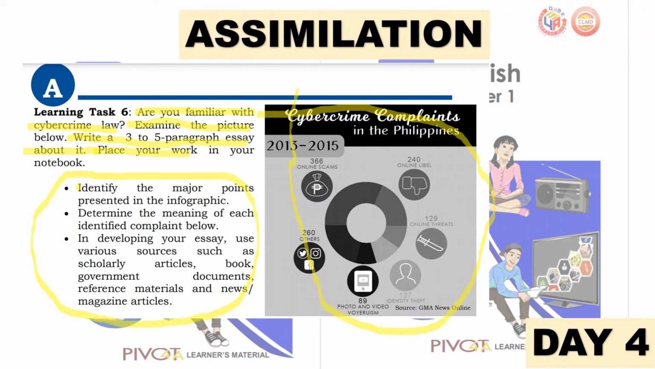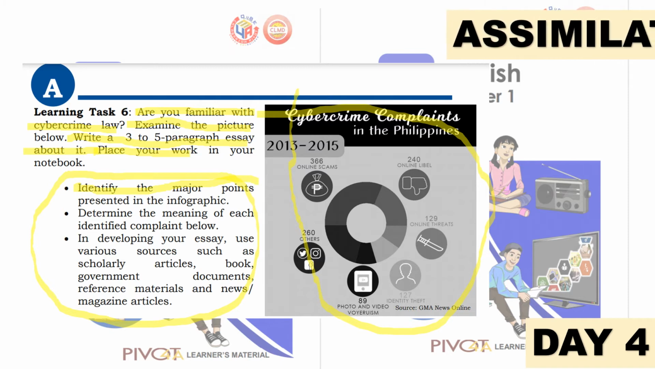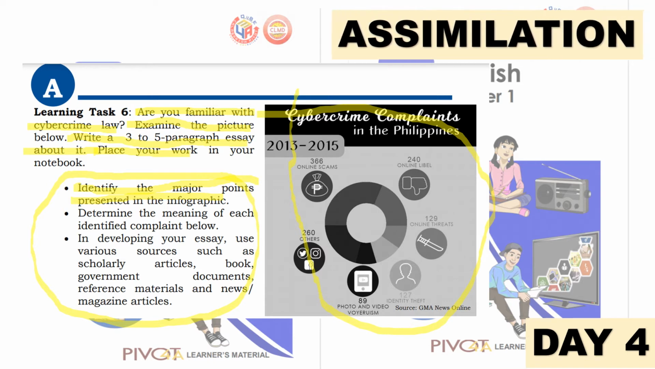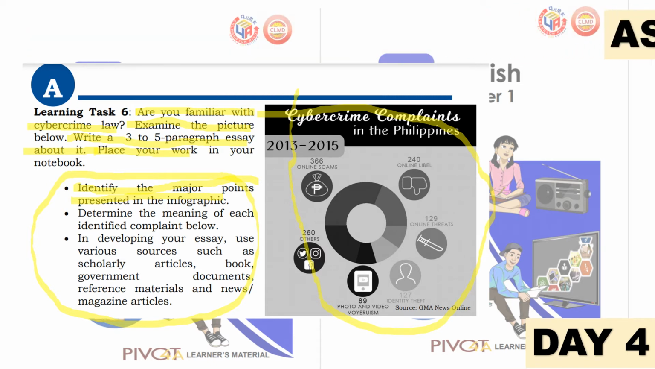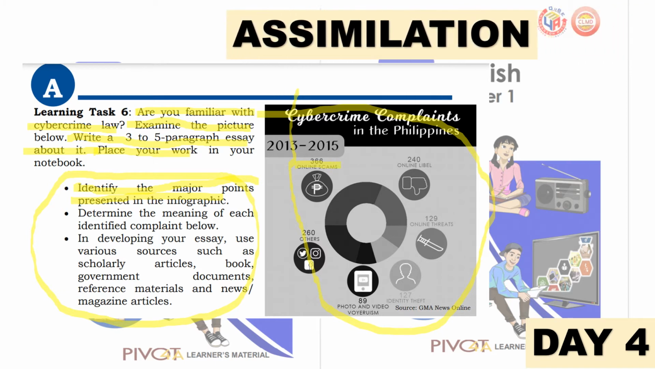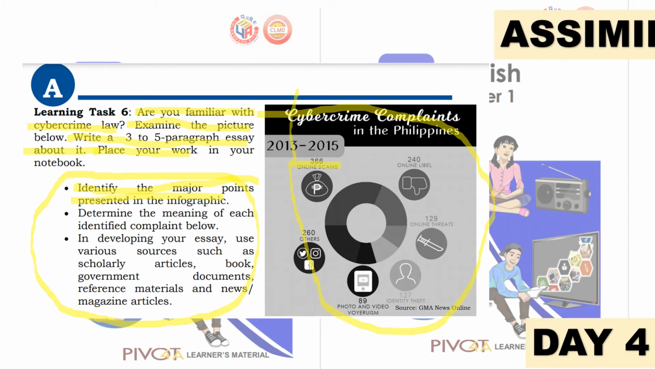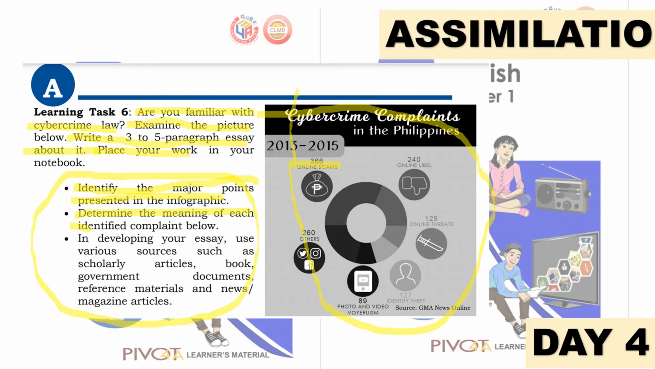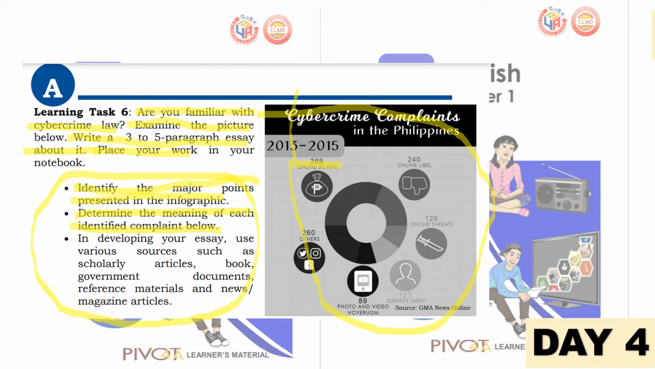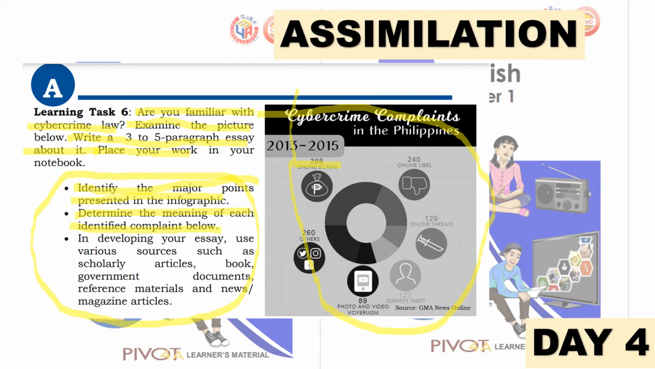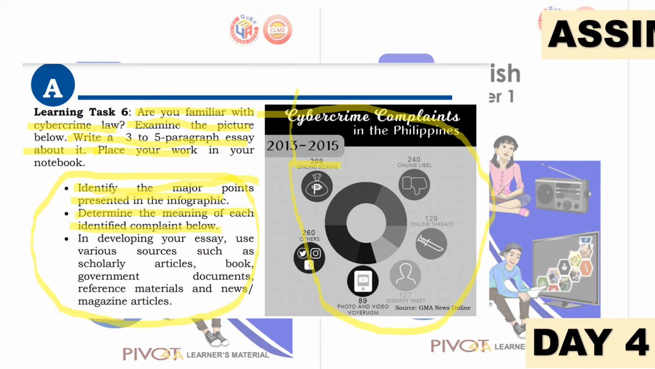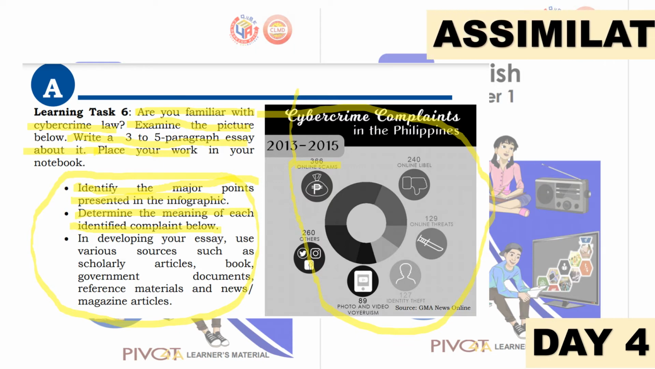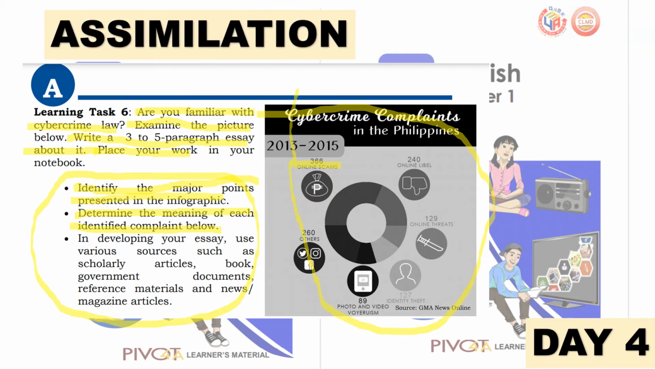Number 1, identify the major points presented in the infographic. For example, what is the point of the number 366 on the online scam, and so on? Next, determine the meaning of each identified complaint below or in the picture. Now, you must do some research about the terms used in the infographic for you to explain the meaning of each identified complaint.